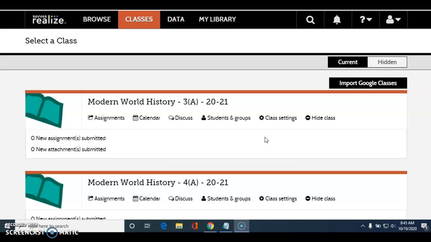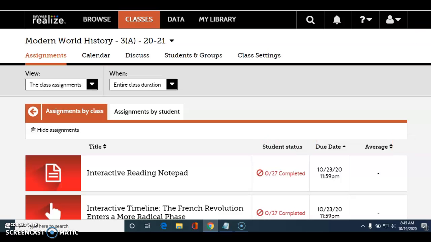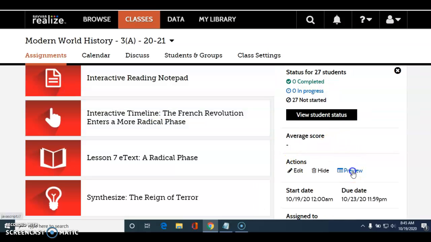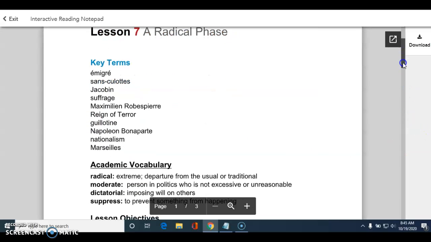So today we're starting a new unit. It is how the French Revolution became more radical. And I'm going to open up your assignments. It does not matter which class you're in. I'm just using period 3. So when you hit your assignments, the first thing I want you to look at is the interactive notepad. And you can click on that here to preview it. And I will know if you did these things. You can download it if you want to save it.